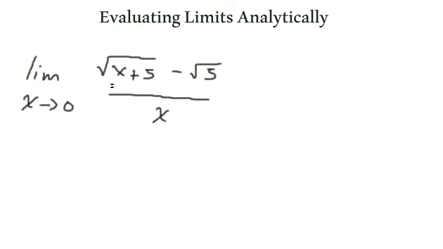If I were to plug 0 directly in, doing the direct substitution, you get the square root of 5 minus the square root of 5, so we get 0 in the numerator, and of course you plug 0 in for x down here. We get 0 in the denominator, so we get 0 over 0. So this time we can't factor like we've done in the previous problems and cancel some terms out. So we're going to do something else.